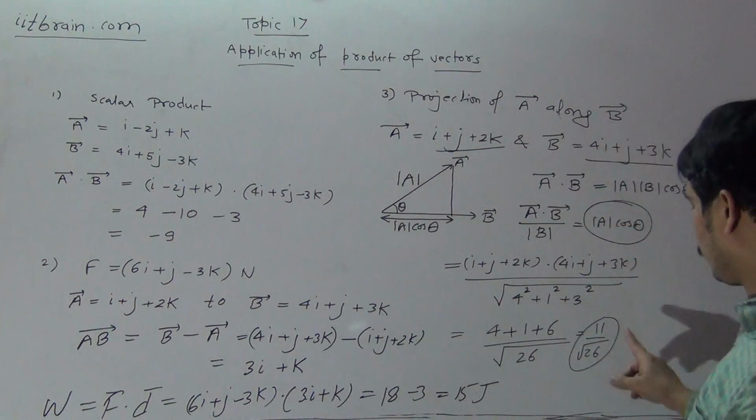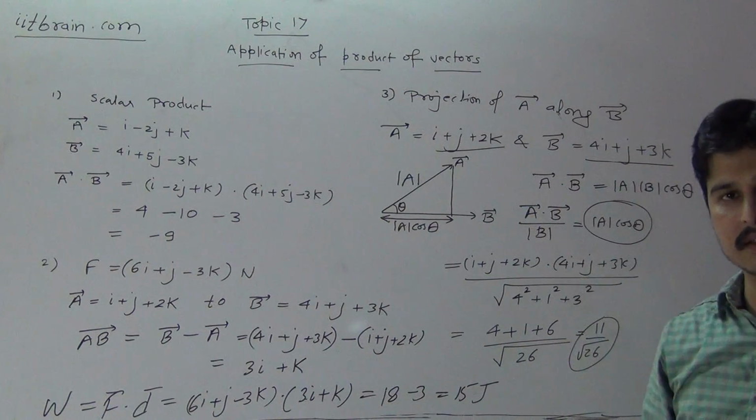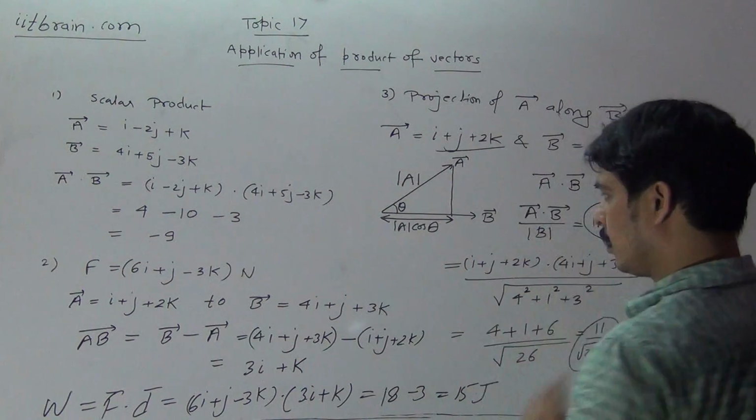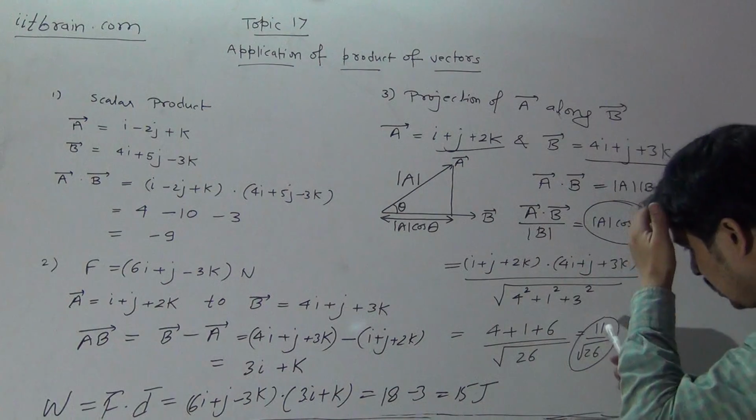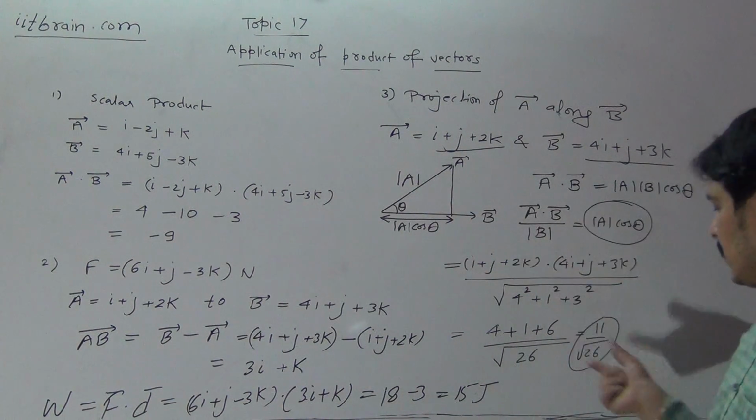So the projection of a along b is 11 by root 26. This part is 11 by root 26. So the projection of any vector a along any vector b will be 11 by root 26 here. This is the projection part of a vector along b vector.